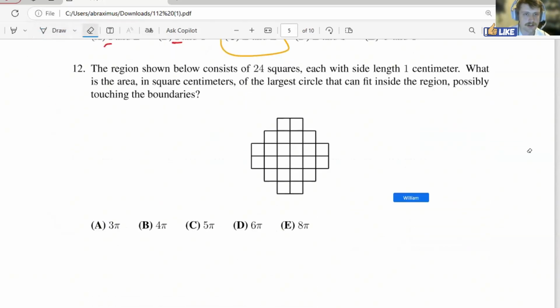All right, so the region below consists of 24 unit squares, each with a side length of 1 centimeter. What is the area in square centimeters of the largest circle that can fit inside the region, possibly touching the boundaries?